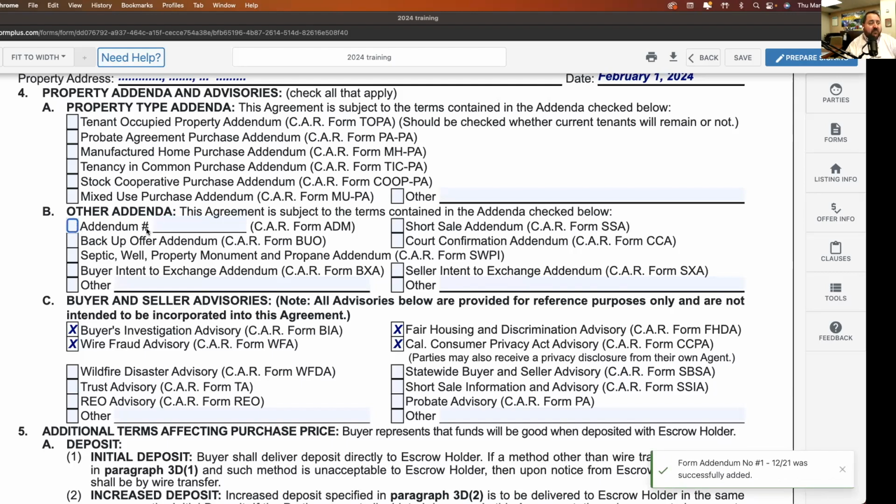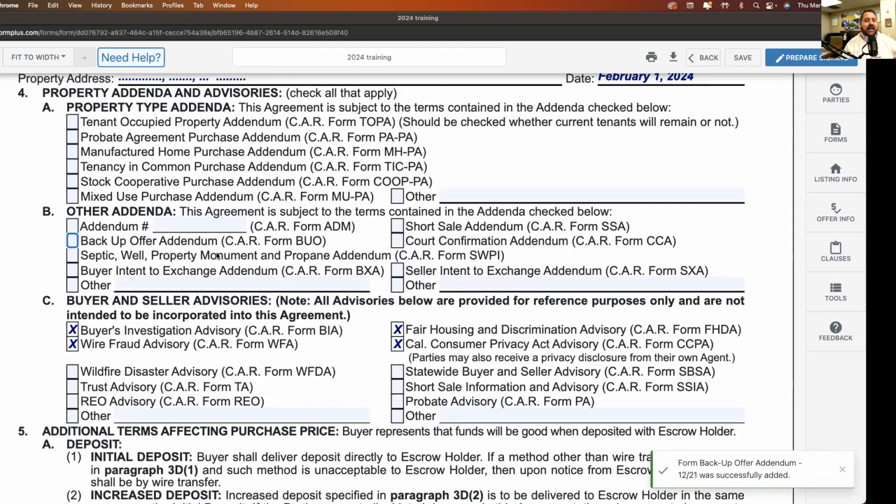The backup offer addendum. If I'm a buyer's agent and I already know that I'm going to be a backup offer, and I've had the conversation with the listing agent and said, hey, I know we're a backup offer, I'm sending you with the backup offer addendum, then we got to make sure that this is checked off.